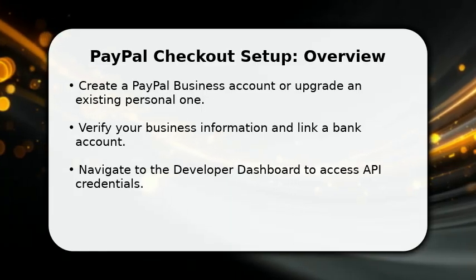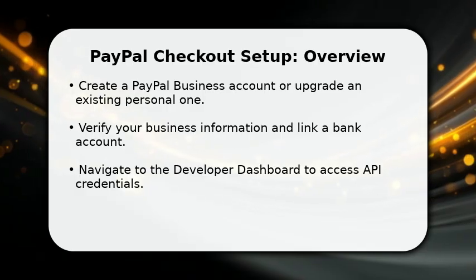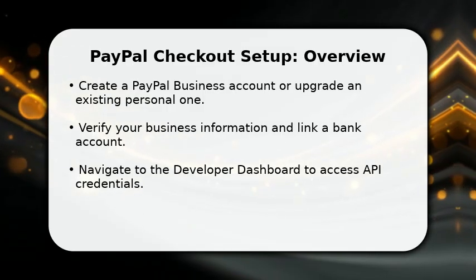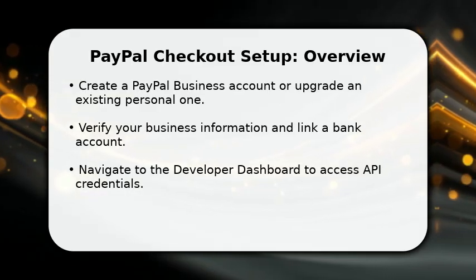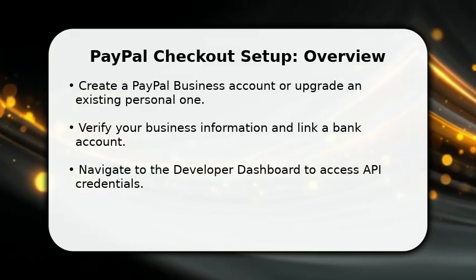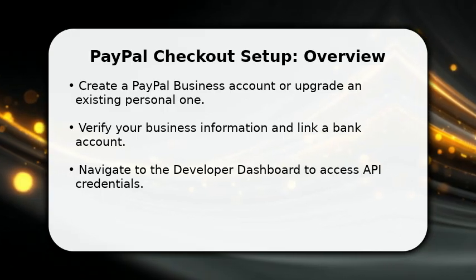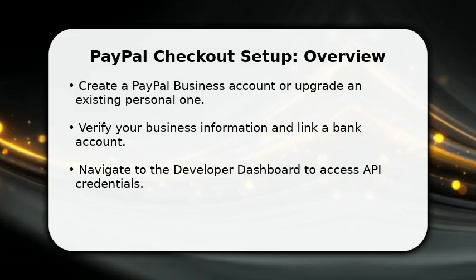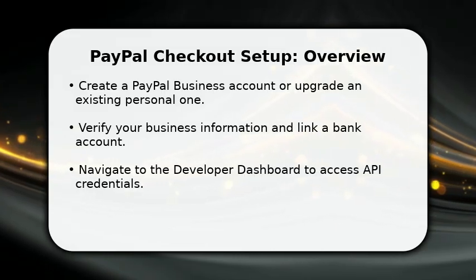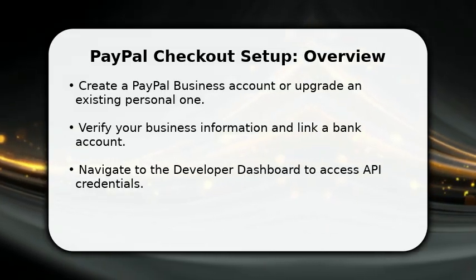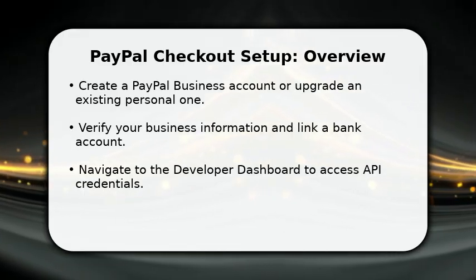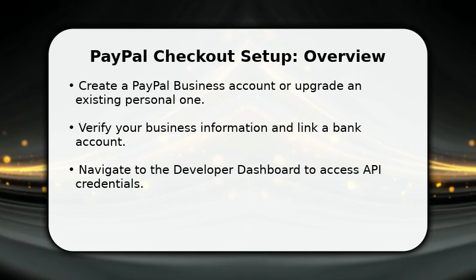In this video, I will explain how to set up PayPal checkout. First, you will need a PayPal business account. If you already have a personal account, it is easy to upgrade it to a business profile. Next, ensure all your business details are verified and a bank account is linked. This foundational step is crucial for processing payments smoothly. Finally, head over to the PayPal developer dashboard to prepare for obtaining your essential API credentials.